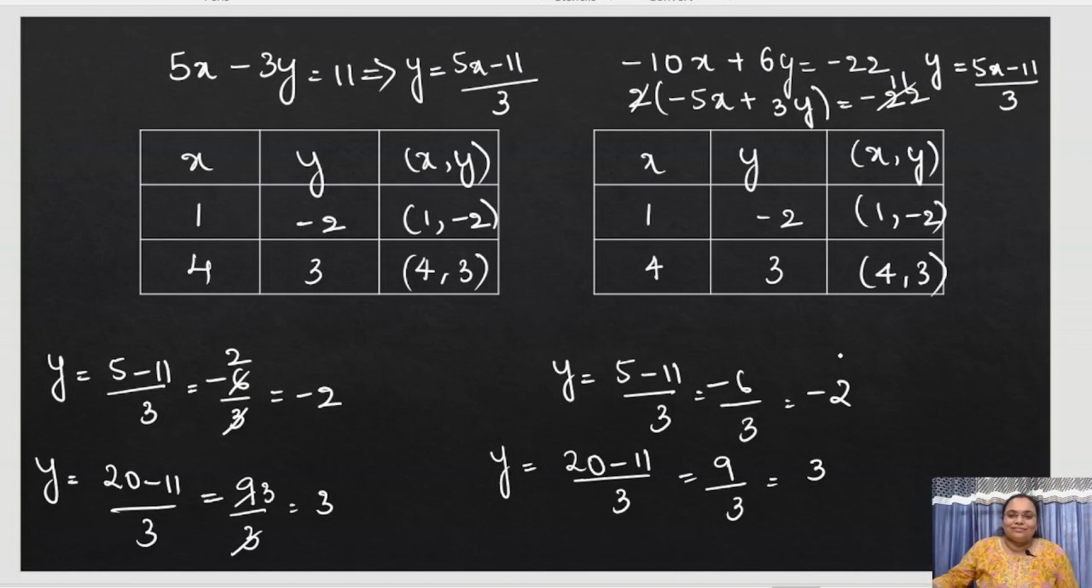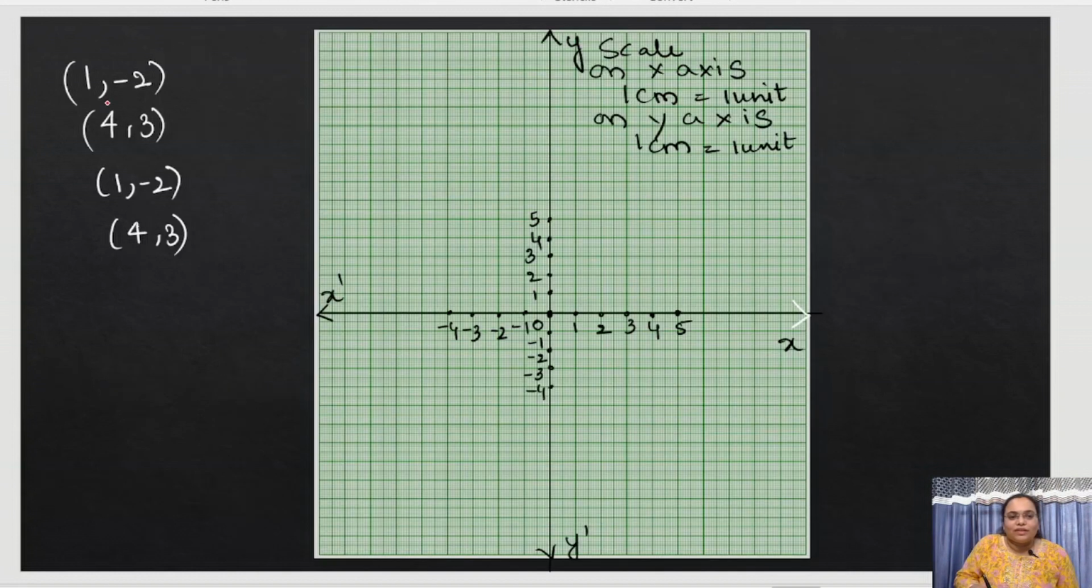Okay. Now let us plot the graph. So the first one is 1 and minus 2. 1 on the x-axis and minus 2 on the y-axis, which is here. And the next one is 4 and 3. 4 on the x-axis, 3 on the y-axis, which is here. Okay. So let us join them.